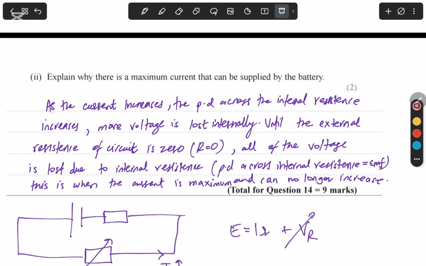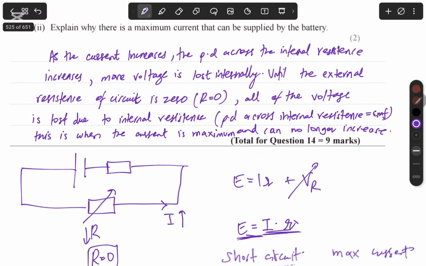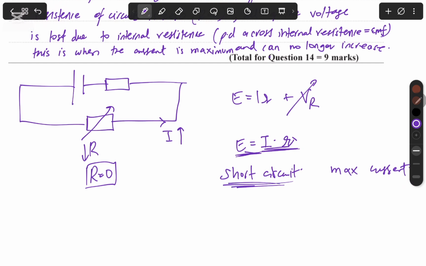So your answer is going to be that as the current increases, the PD across the internal resistance increases, more voltage is lost internally. Until the external resistance of the circuit is 0, all of the voltage is lost due to the internal resistance. PD across internal resistance is equal to EMF. This is when the current is maximum and can no longer increase. So that's going to be your answer. Basically, this is going to be, as we said, short circuit, and your external resistance will be equals to 0.